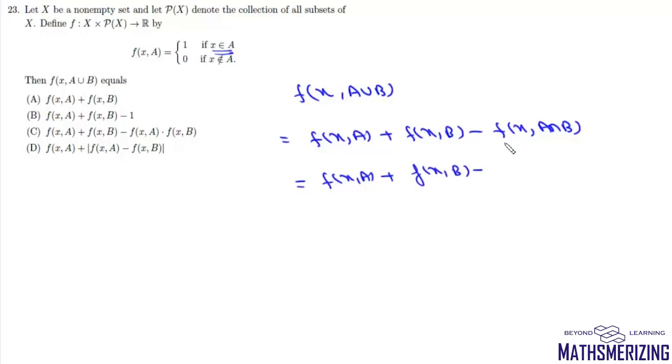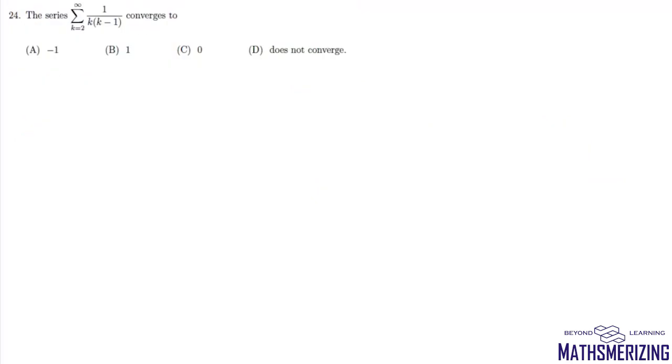Now we need to subtract the case when this x is present in both A and B. So when x is present in both A and B, we can write this as simply f_x(A) into f_x(B). Now if x is present in both A and B, then this value will be simply 1. And if it is not present in both, then this expression will always be 0. So that means f_x(A union B) will be f_x(A) plus f_x(B) minus f_x(A) into f_x(B), and that's your option number C. Now question number 24 is, the series converges to which expression?